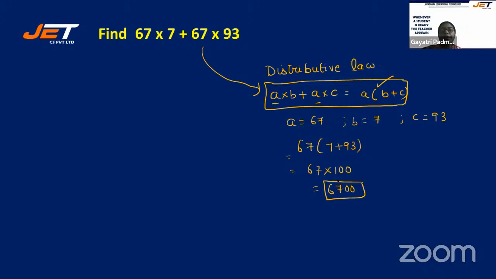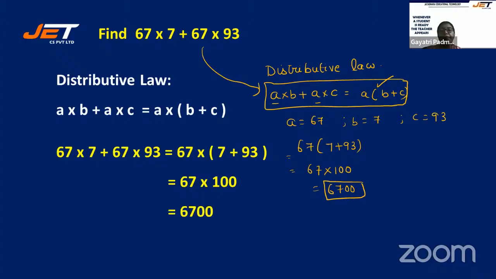Okay. So in case you are not using the distributive law, then how do you do this sum? You have to take 67 into 7, multiply, get the number, plus multiply 67 into 93, multiply, get the number, then you add it. So it's a very long process. But by using the distributive law, you are able to get the answer very fast. Let's check the key. Yes, the same thing, whatever your distributive law says. So I hope you would have understood, students.